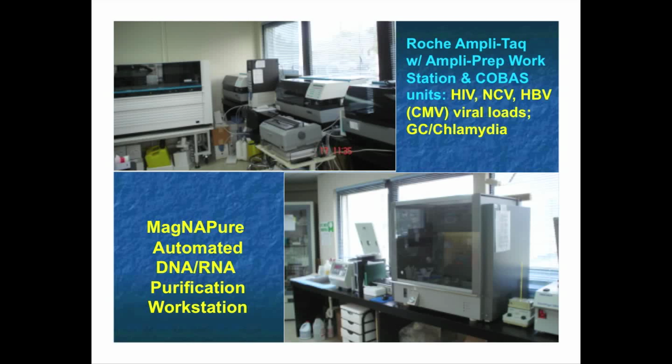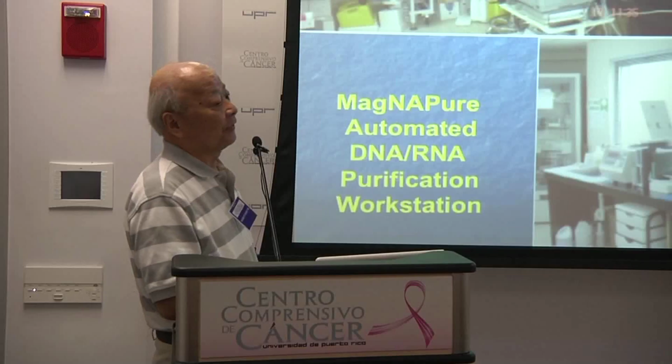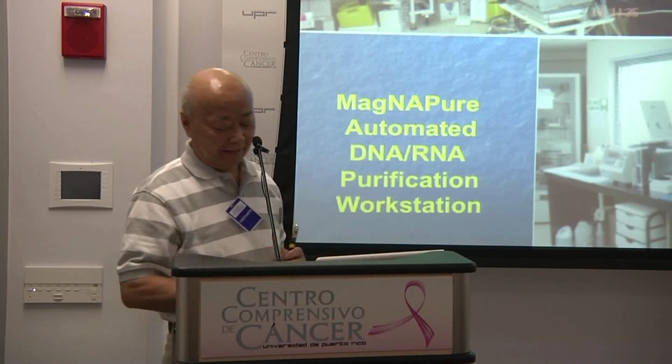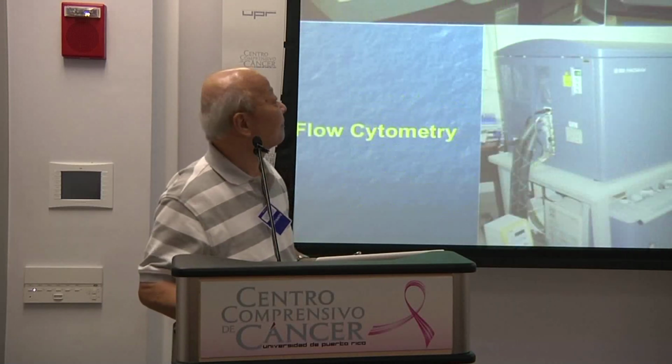So, for example, we have a reference laboratory with the Roche AmpliTaq for quantification. Nowadays, HIV, HCV, HBV, and possibly cytomegalovirus is coming up, I understand. And this is the automated DNA, RNA purification station, so we can process the sample fairly quickly.